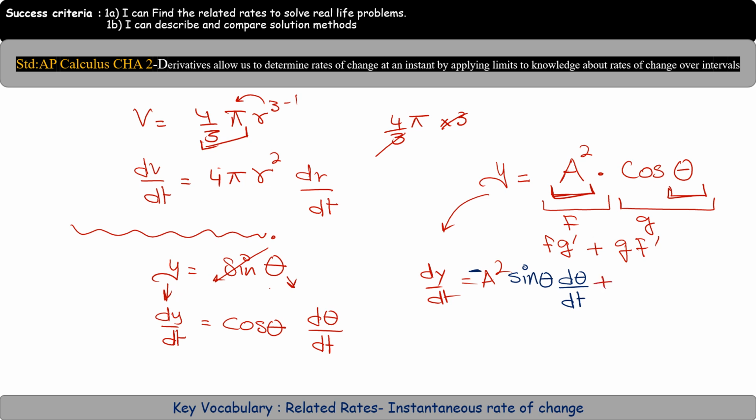Then you have a plus, that is cos theta, and then the derivative of a square. Same way, the derivative of a square will be what? 2a, that means the power rule, 2a, and in the end dA by dt. So I hope that this concept is clear, that when do we apply the product rule, when do we apply the constant multiple rule, and so on.